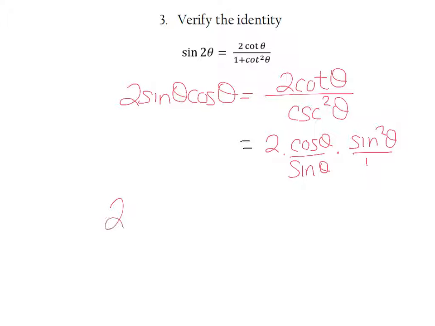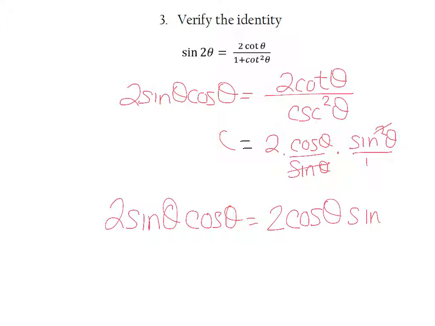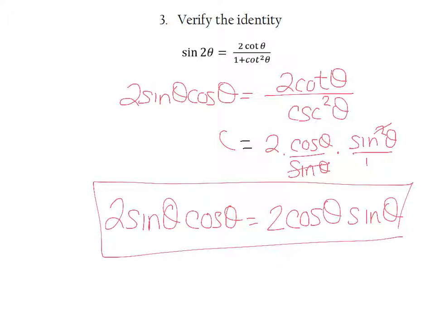If you look at what happens here, you have a 2, and let's look at what happens here with our fractions. This would reduce with that squared, and all you have left is cosine theta, sine theta, and looky there, we just verified that was an identity.